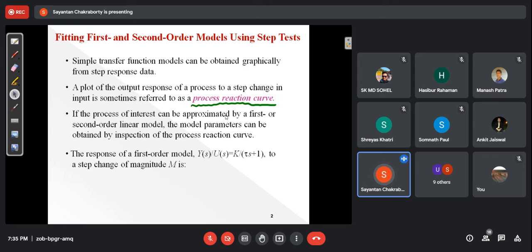For the first order model, we know what the parameters will be. K by tau s plus 1 is the transfer function. And with respect to a step change of magnitude M, the output response will be something like this. So once you obtain the output response, we have to find out what the parameters K and tau are. M is known, so K and tau are the two parameters that will define the process model. We'll see how this can be done.